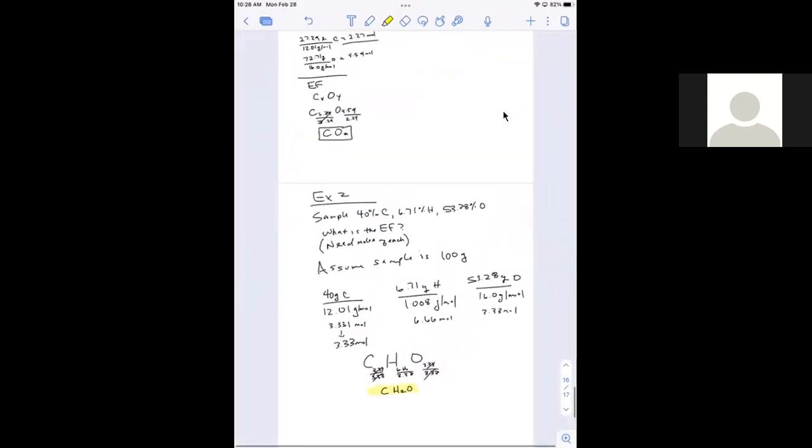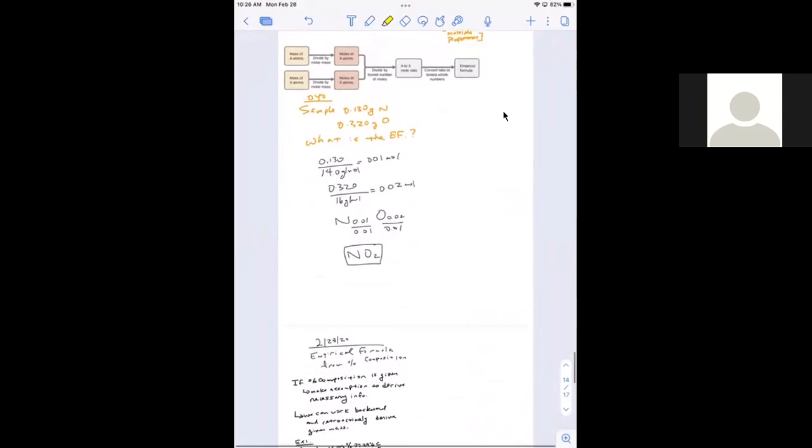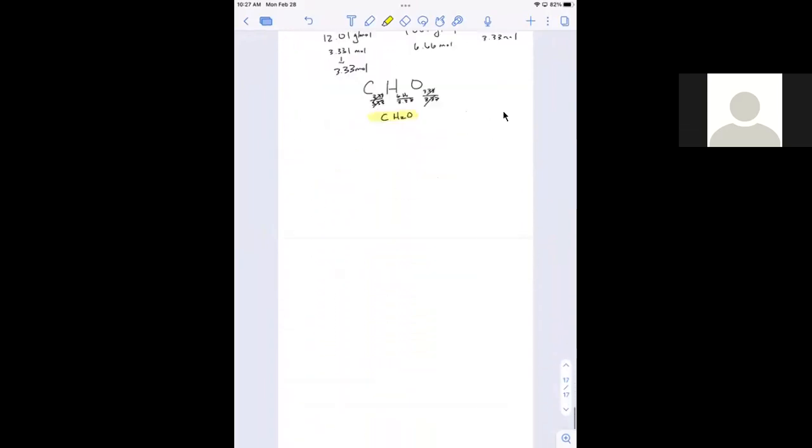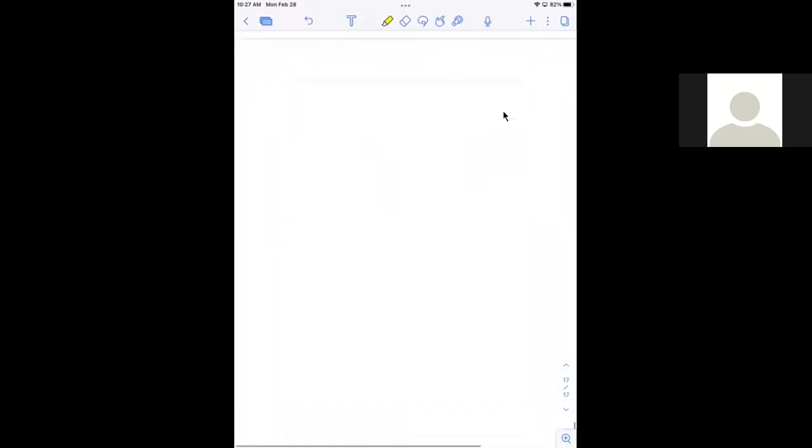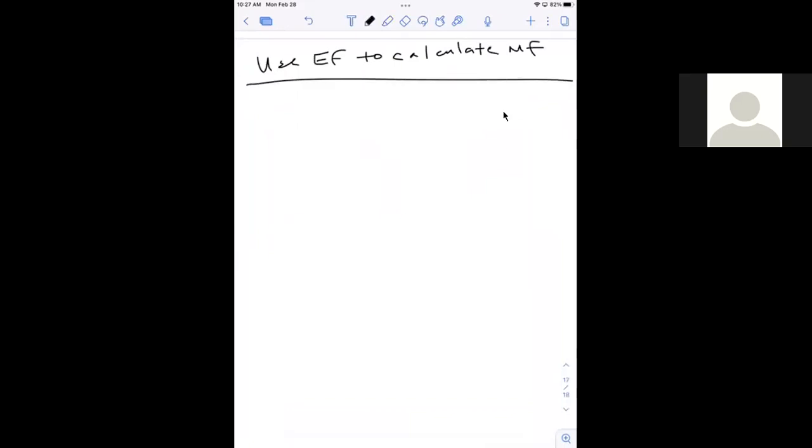So let's take this a step further. We know how to calculate empirical formula from given masses. We know how to calculate empirical formula from percent composition by assuming the sample to be 100 grams. So now we're going to use the empirical formula to calculate the molecular formula. So let's do that. All right, so we're going to use the empirical formula to calculate the molecular formula.